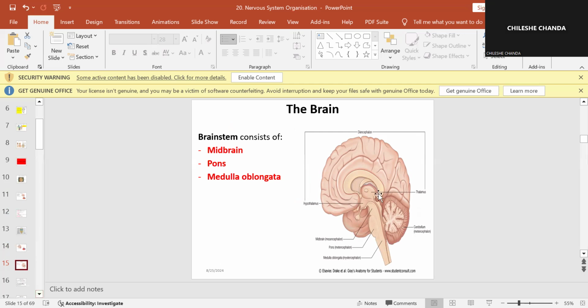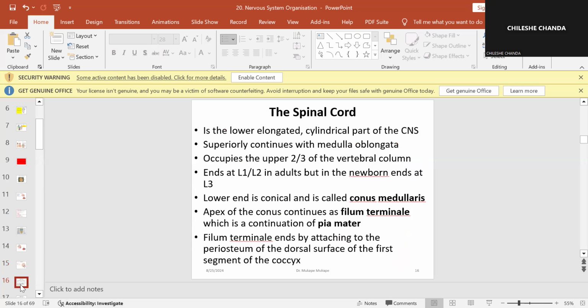And then as you look at the inside of the brain, we've already talked about the midbrain, the pons, and the medulla oblongata, which is continuous with the spinal cord at the bottom. So for now, we're going to end here. We will continue next time we meet with the spinal cord.